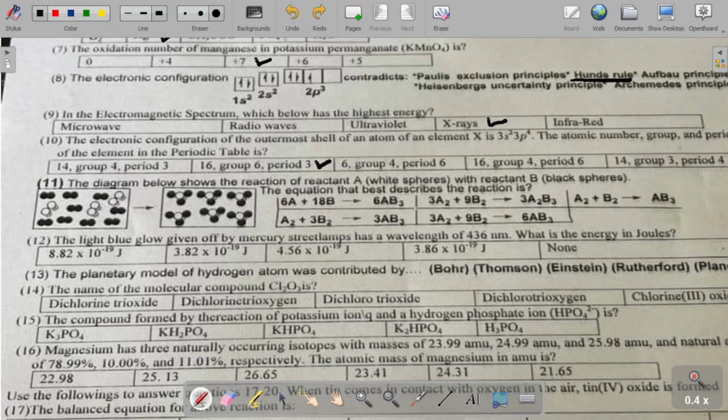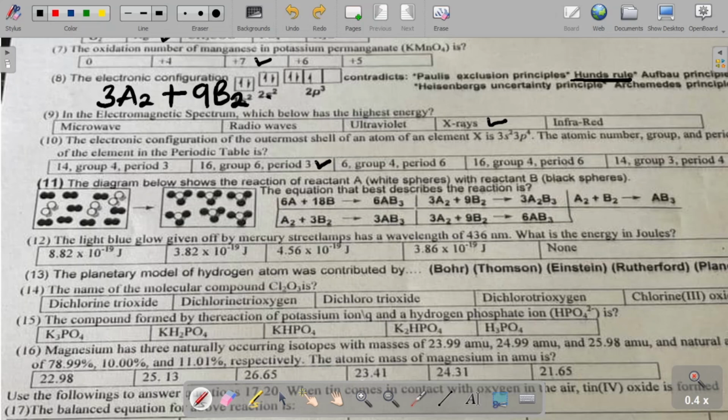But observe that the spheres come in pairs. So since they come in pairs, it becomes an A2, and we have 3 of them. So it becomes 3A2 plus also the B, the black spheres, which also come in pairs. I'm looking at 1, 2, 3, 4, 5, 6, 7, 8, 9. So I have 9 of the black spheres, so 9B, but they also come in pairs. So it becomes 3A2 plus 9B2. That's probably either this or this, but let's continue.